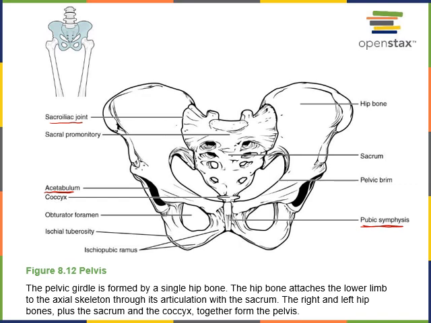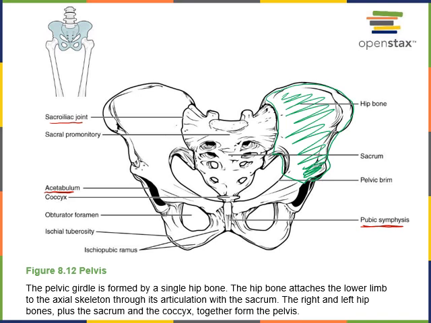There are three bones that fuse together in order to form each coxal bone. The ilium is the flat superior and lateral region. So here I'll outline the ilium. The superior region that I'm shading in green is the ilium.